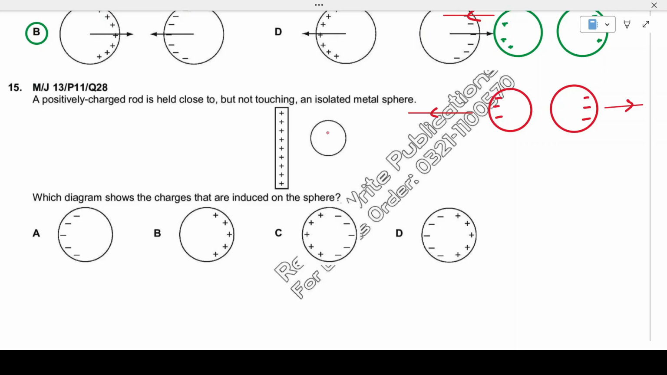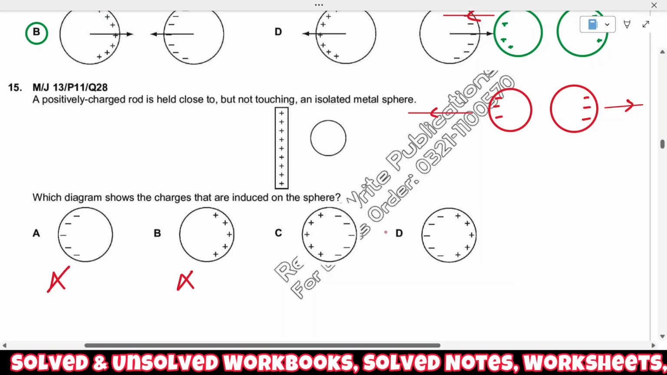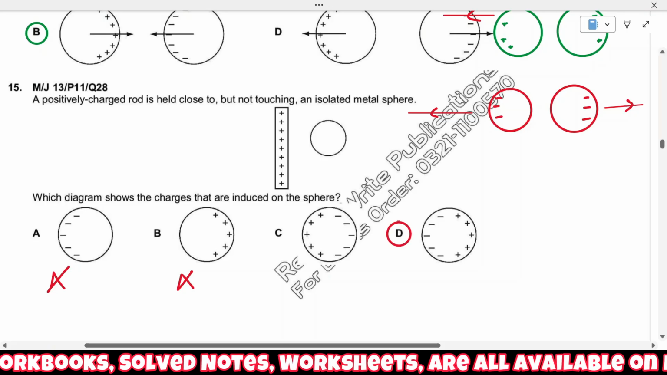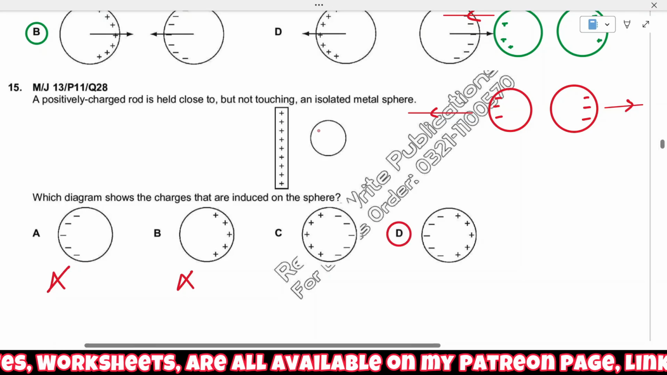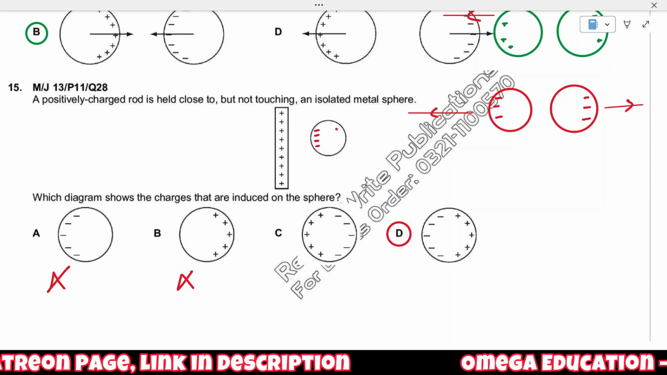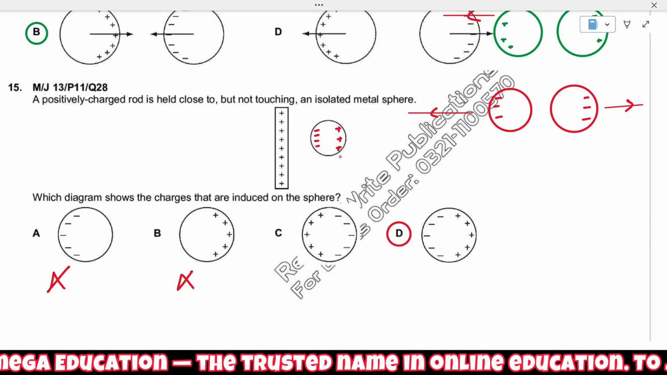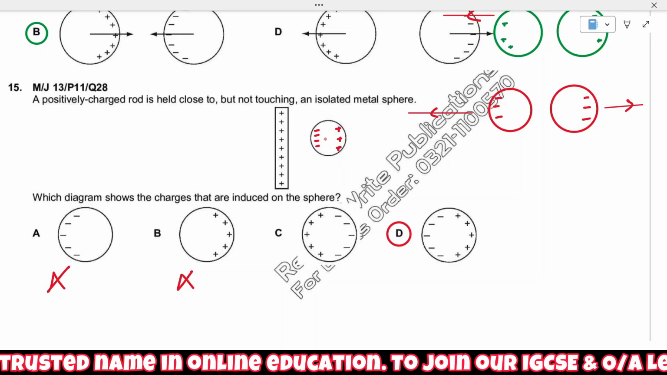So the question is technically about the distribution of charge. We can get rid of option A. We can get rid of option B. So that leaves us with option D. Because the rod is positive, the opposite charge would be distributed at the close end, and like charges would be distributed at the far side.